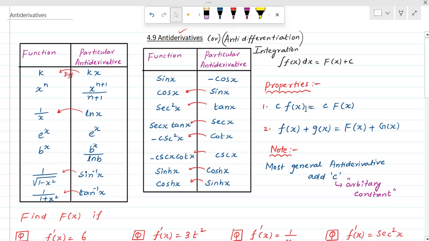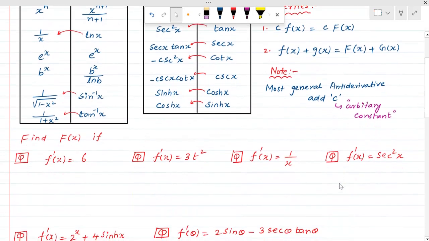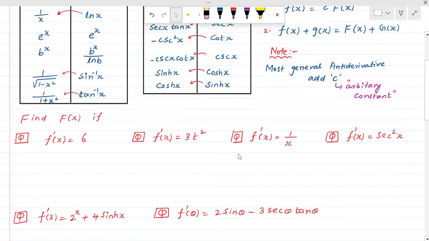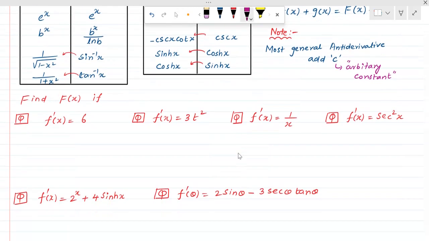There are the properties we have. So C means you have to keep it constant. And by the way, in calculus 2, you will see all this integration. This is the integration symbol. Whenever you integrate, there is always an arbitrary constant C. Now we will move to the next questions here.